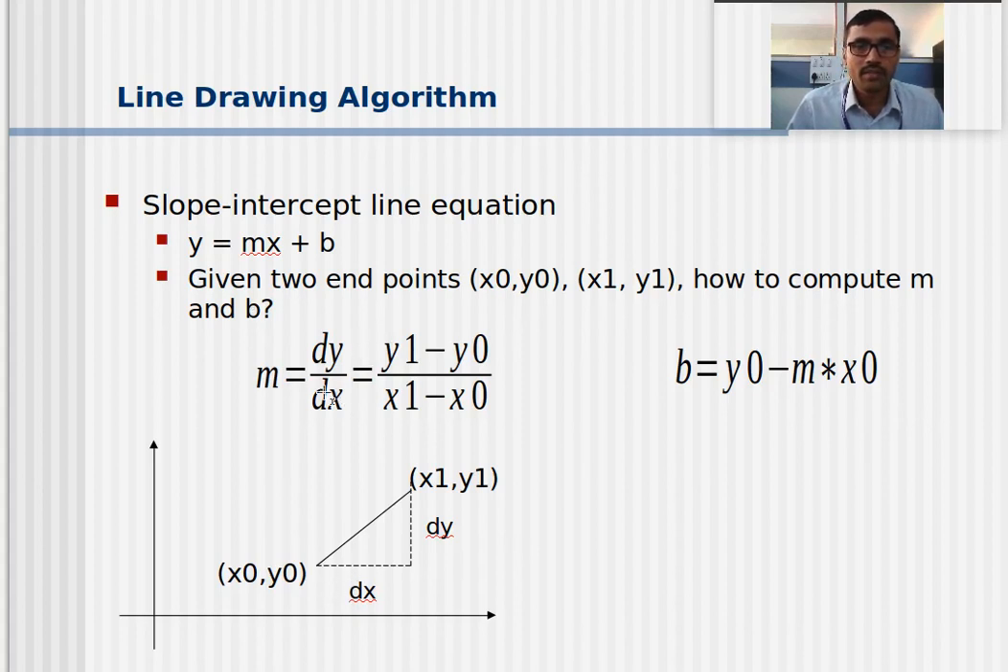M is equal to dy by dx. Dy is y1 minus y0, and dx is equal to x1 minus x0, and b is equal to y0 minus m into x0. So you can decide the value of the intercept with the initial values of x0 and y0. It is showing x0, y0, x1, y1. So dx is the horizontal distance, which is x1 minus x0, and dy is the vertical distance.